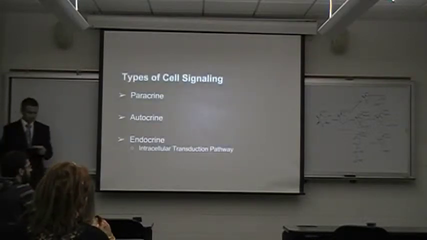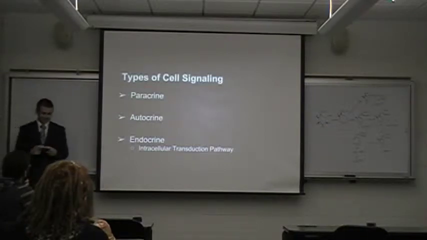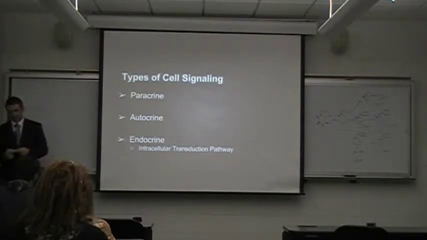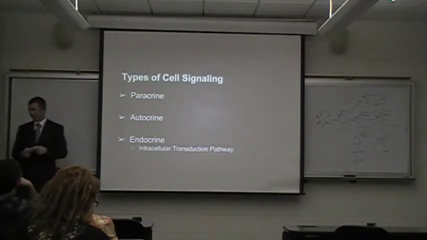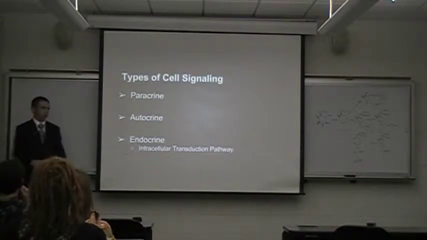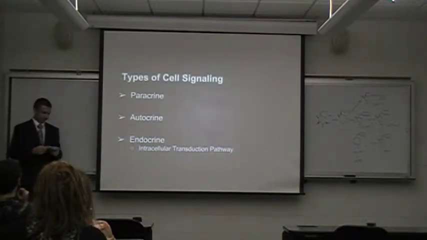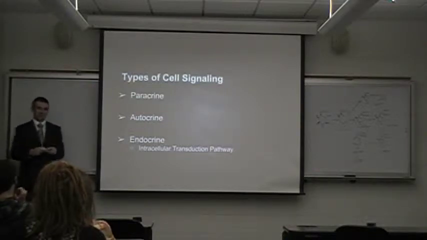There are three types of cell signals. Paracrine signaling, which is when a molecule released by one cell acts directly on a neighboring cell. Examples are scar tissue or blood clotting. The next one is autocrine signaling, which is when a cell produces a signal molecule and then it acts upon itself. My example is cell-mediated cytotoxicity, which I don't actually know what it is, but that was the example.